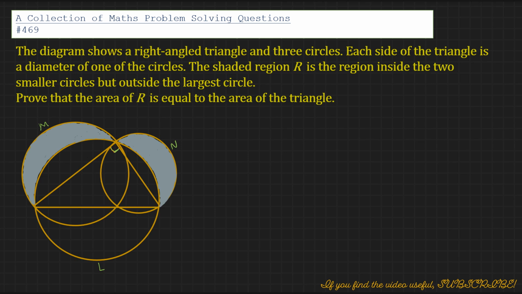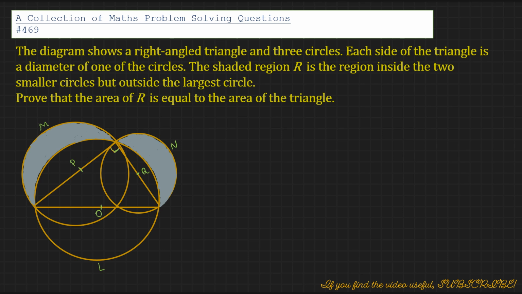So what I would do is mark the center of the circle, easier to work that way. So if I call it O, and I mark the center of the other circle, the circle M, I call it P, and the center of the circle N, I call it Q, then the shaded region R is a region inside the two smaller circles but outside the largest circle. Prove that the area of R is equal to the area of the triangle.